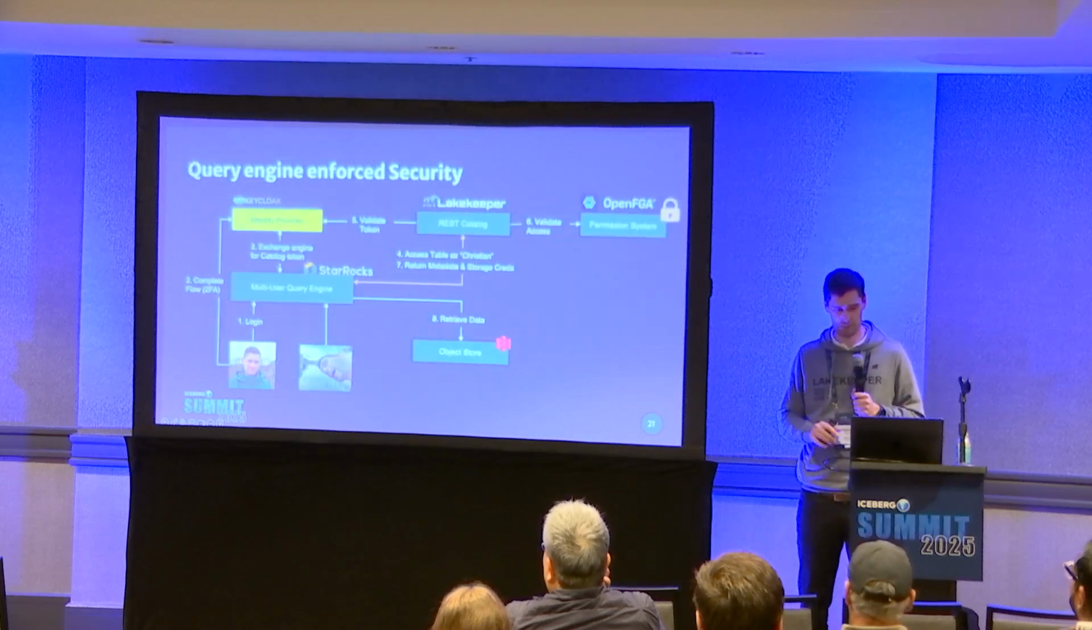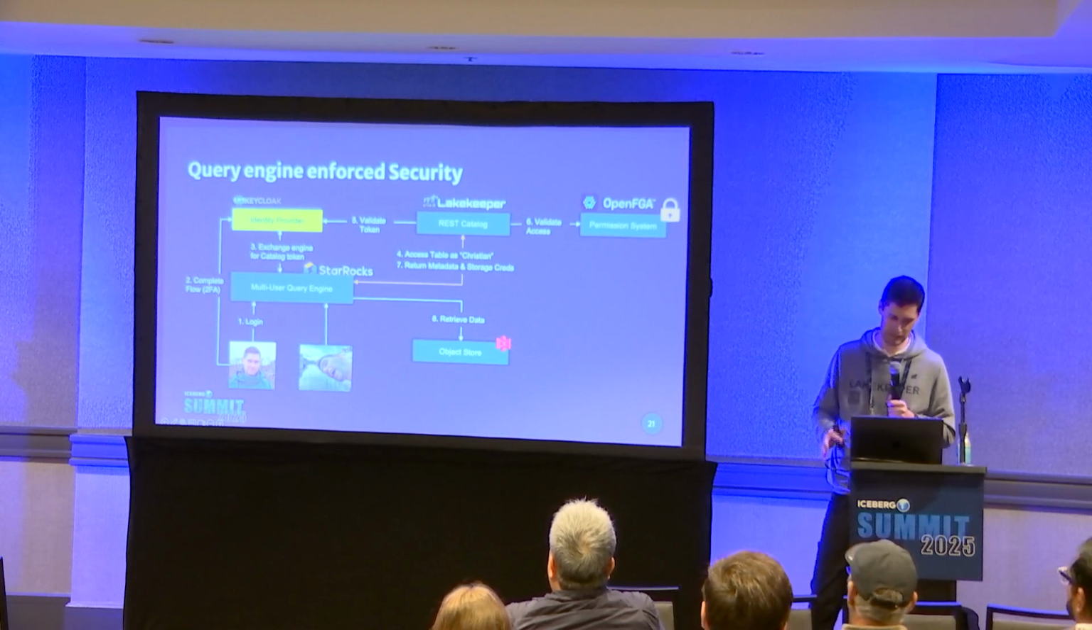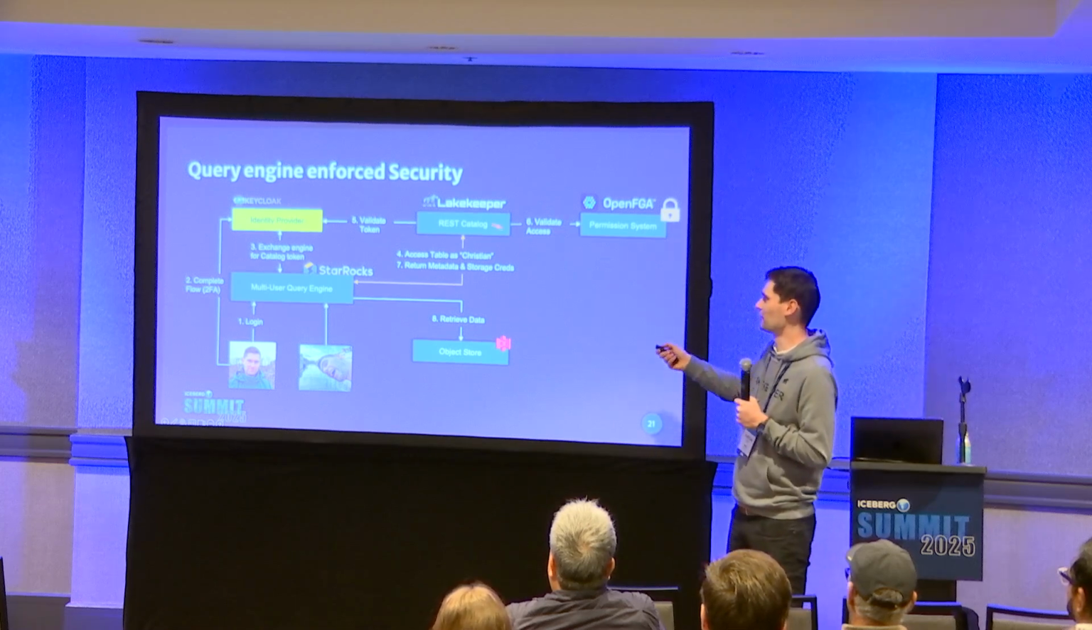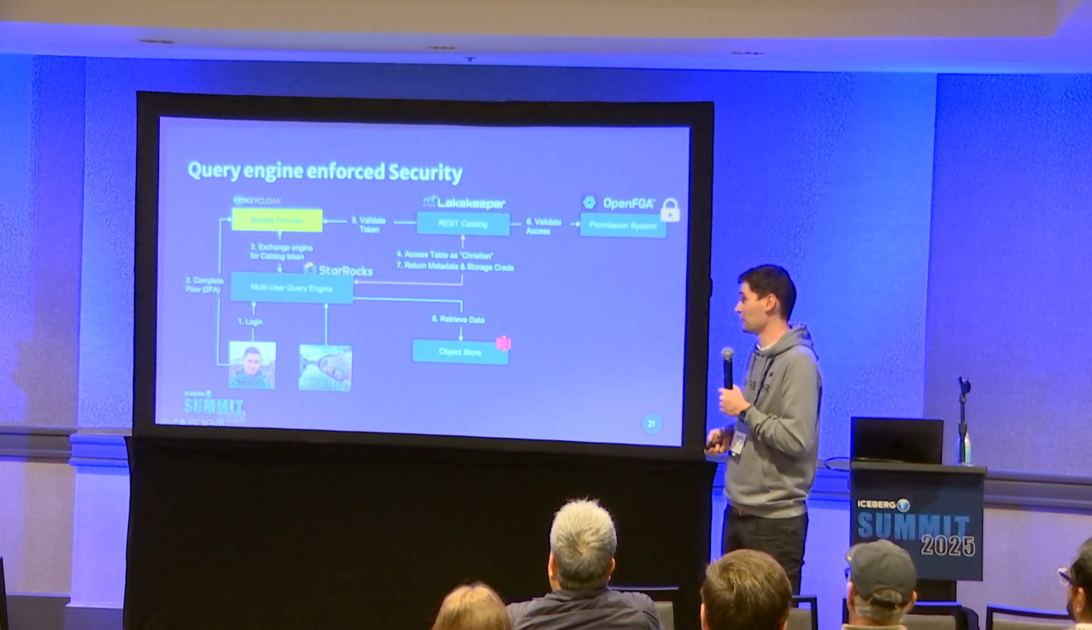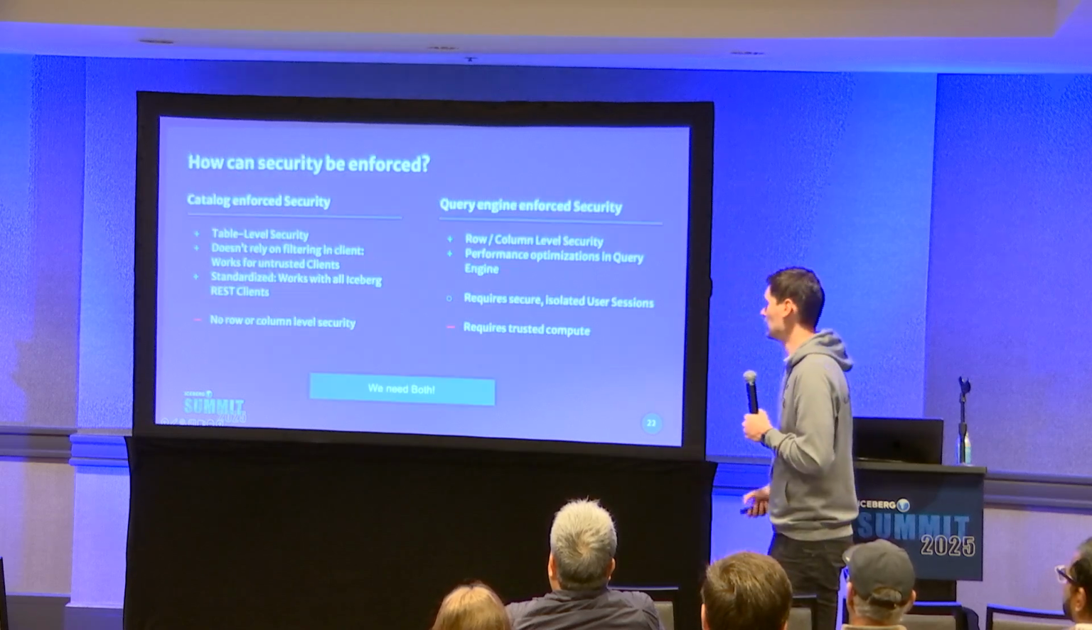So two different ways basically how query engines can enforce security. The first one can work with more fine-grained access controls. The second way is currently depending on, well, catalog enforced security under the hood, right? So it's based or limited to table level security.